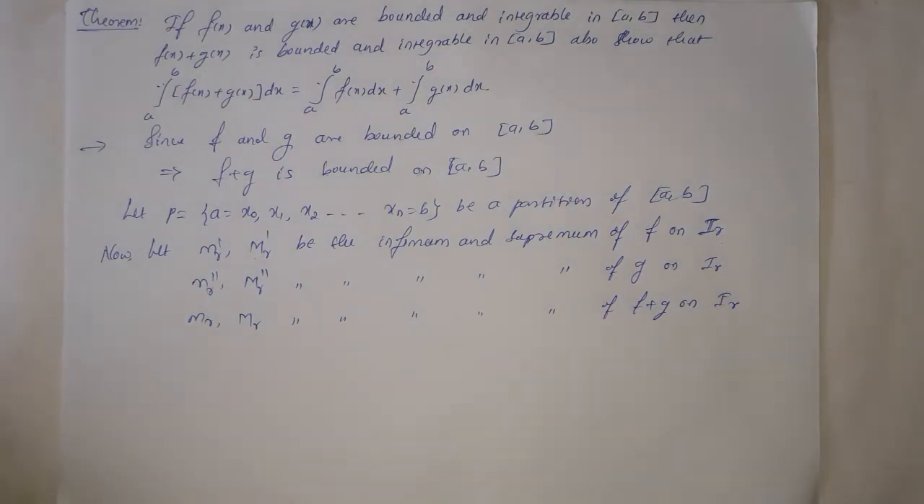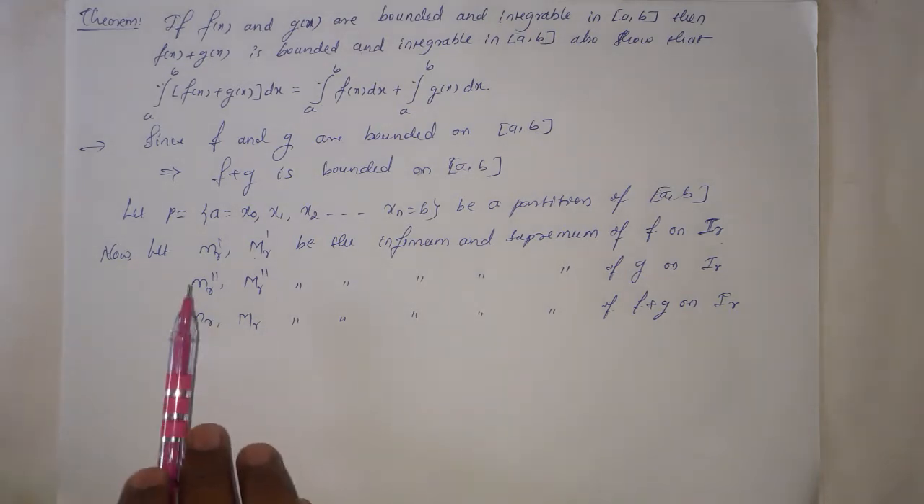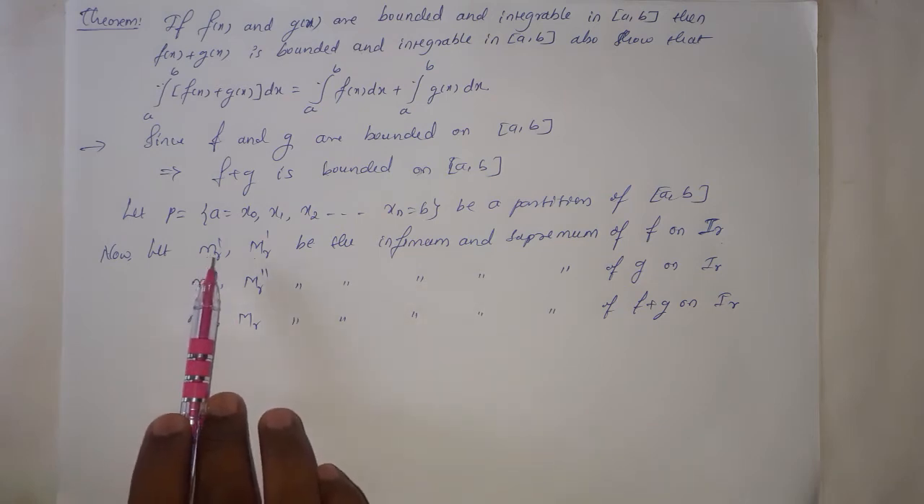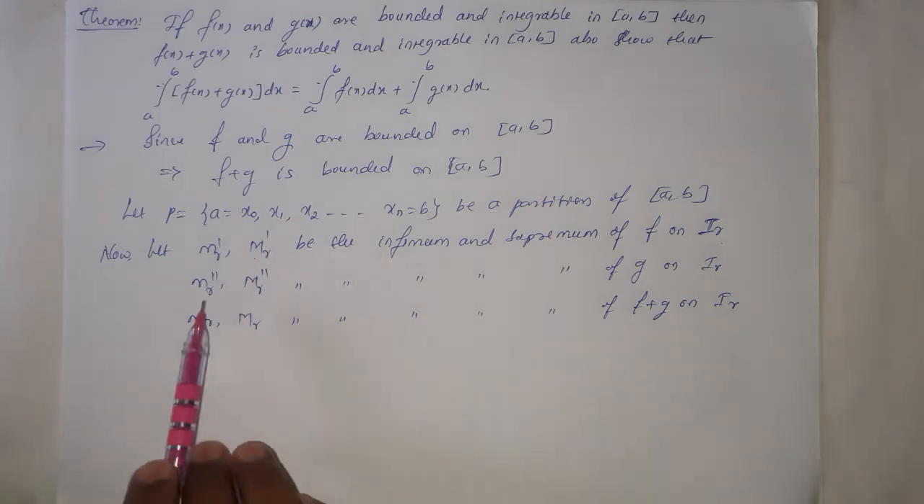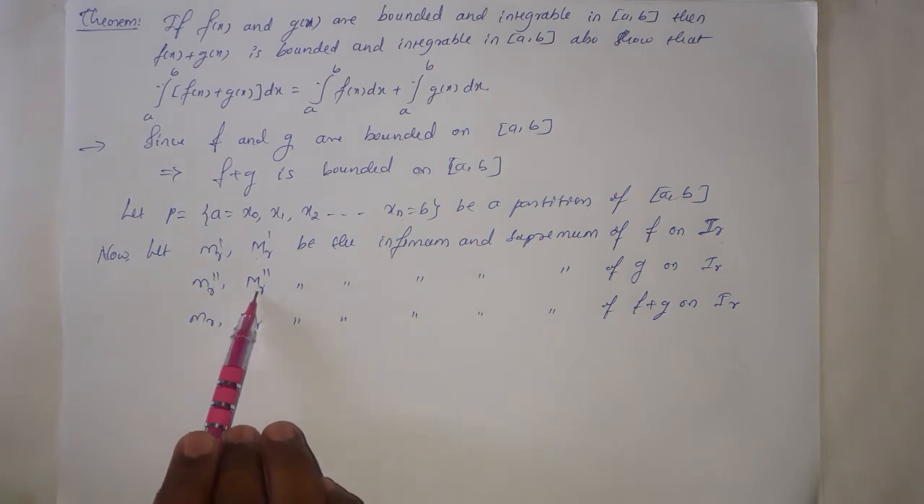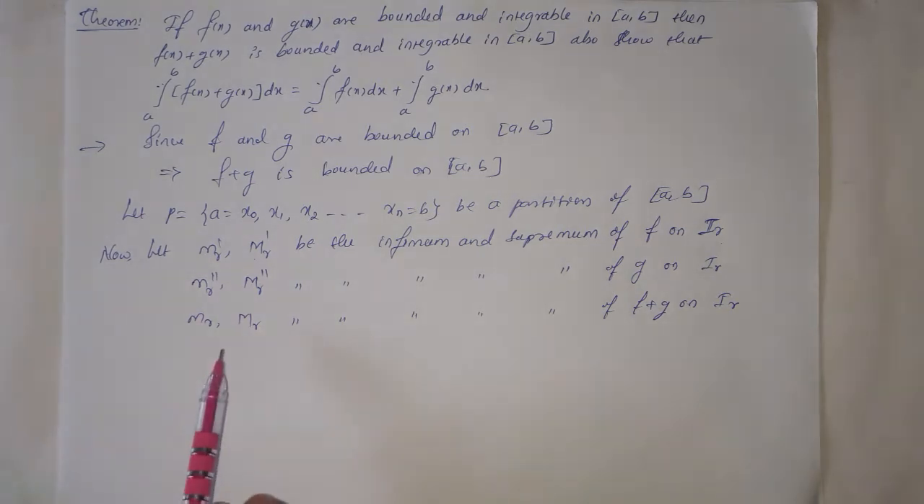So, here we have three functions. The first one is f, g and f plus g. So, corresponding to f, g and f plus g, we have considered different infimum and supremum. First Mr dash and capital Mr dash, these are the infimum and supremum of the function f. Mr double dash and capital Mr double dash, these are for the function g, then Mr and capital Mr. So, these two are the infimum and supremum of the function f plus g.